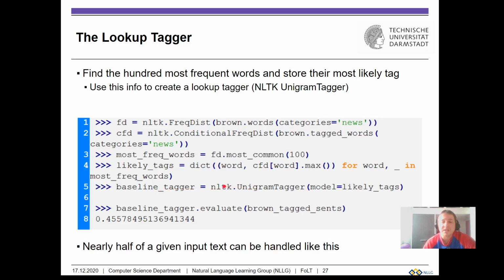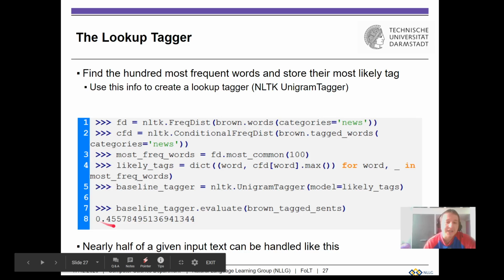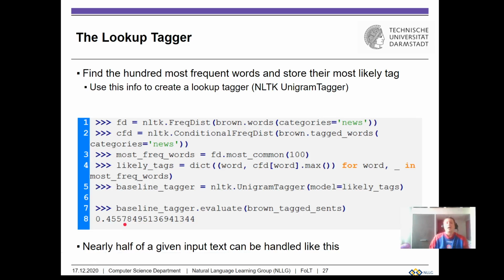So we type in NLTK unigram tagger, which again is standard built-in functionality in NLTK, and we say the model is going to be this dictionary of the likely tags for the most frequent words. And then we do an evaluation, and we see, okay, cool, it's going up to 45%. This is still not good, still very bad, but it's much better than what we had before.